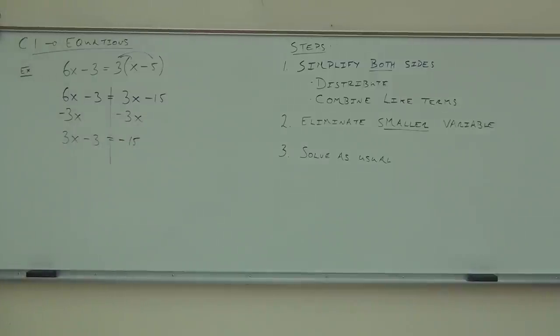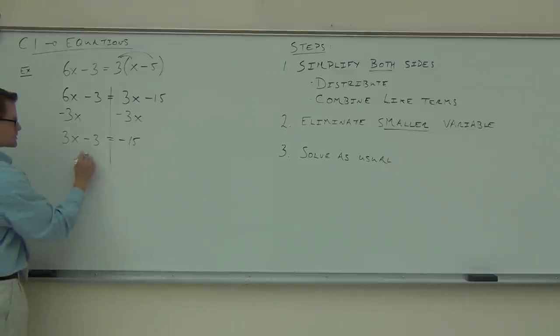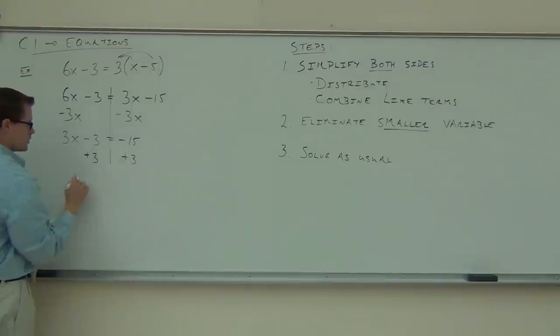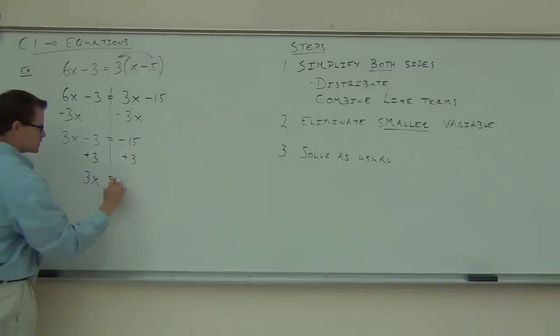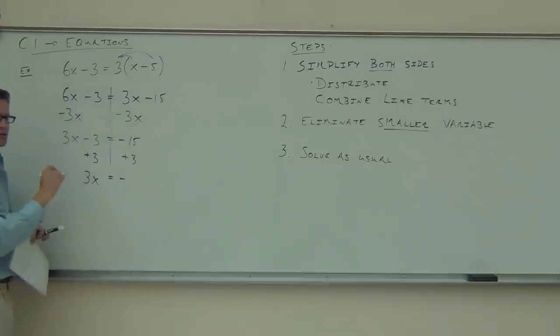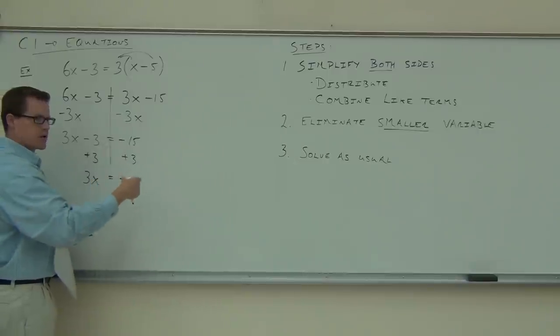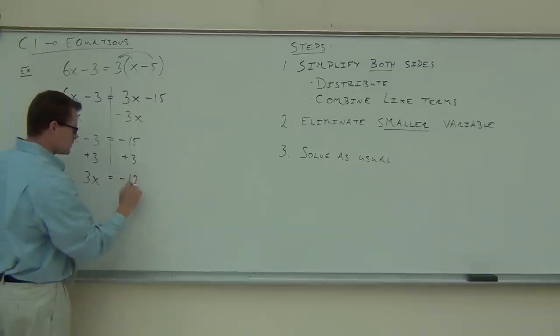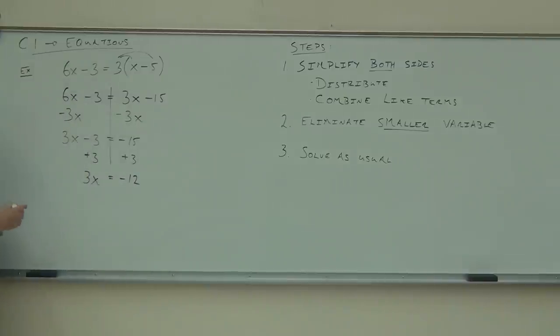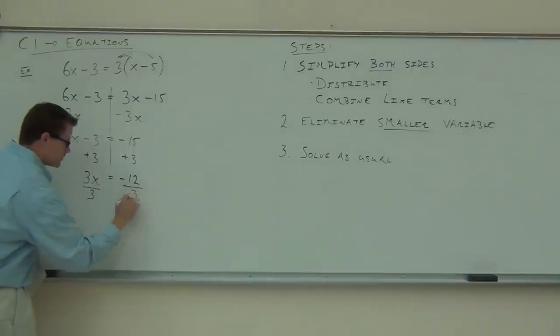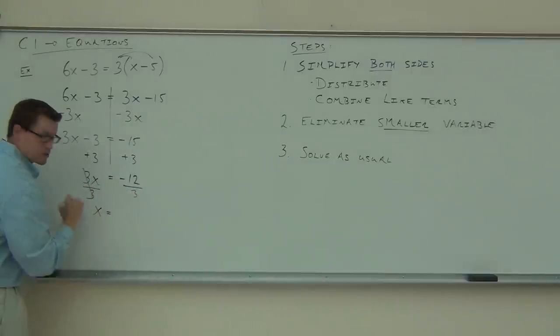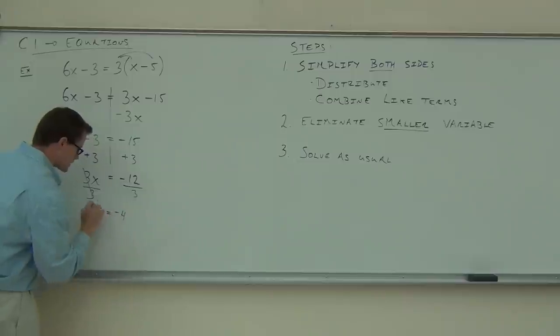And lastly, we're going to solve it like we've already known how to do for a long time now. We're going to add 3, get rid of our constant term first. We'll have 3x equals, hopefully, negative, is it negative 12 or negative 18? Negative 12. Okay, good. Remember your addition rules, right? Different signs, subtract them, keep the sign of the bigger one. Absolute value speaking, of course. And lastly, we'll divide this by 3, and hopefully, you got how much? Negative 4. Perfect. That's exactly right.